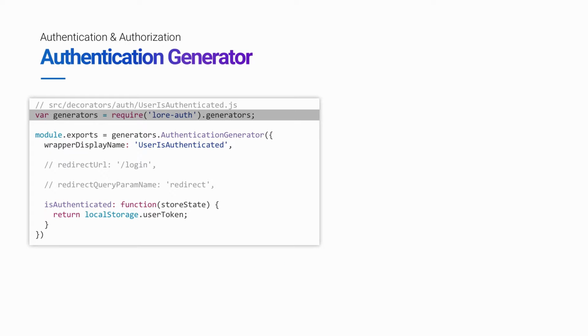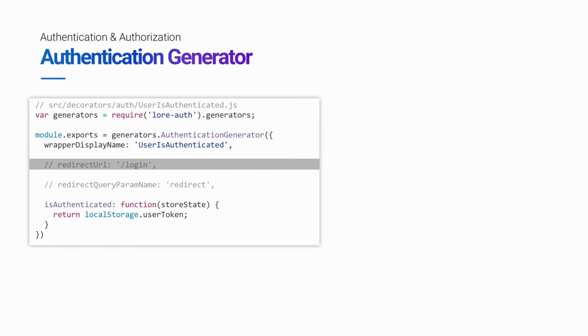To help with authentication, this release includes a new package called LoreAuth, and this package contains a set of generators for making higher-order components to help with authentication and authorization concerns. To integrate authentication, we're going to create a higher-order component using the authentication generator, and we're going to name this higher-order component user_is_authenticated. The idea with this decorator is that we'll use it to wrap our application, and if the user is not authenticated, we'll redirect them to the login page.